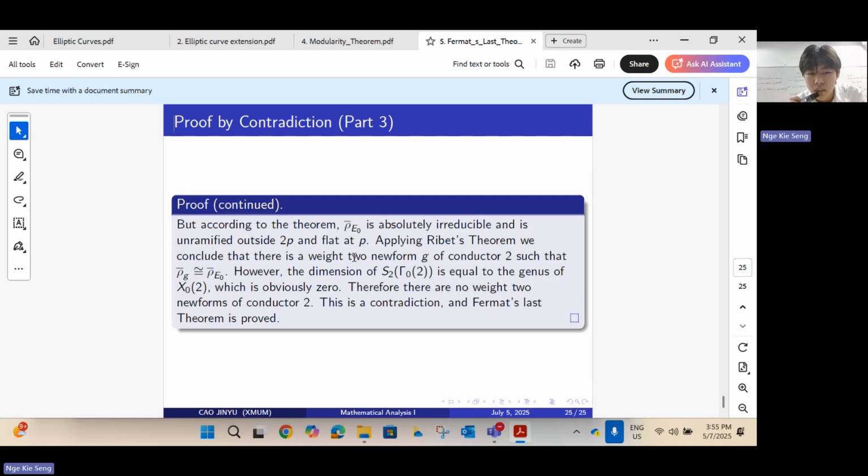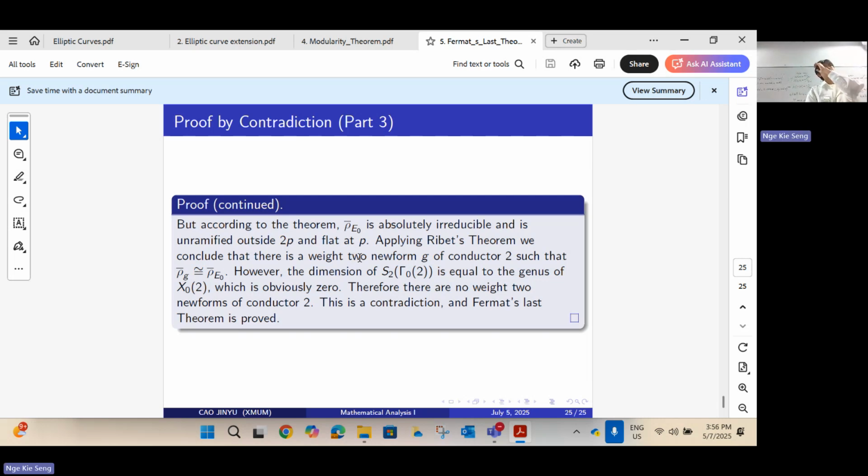However, the dimension of S2 Gamma 0(2), which we talked about before, is absolutely 0. So this leads to a contradiction. So Fermat's theorem is proved. Okay, that's all for my part. Thank you.